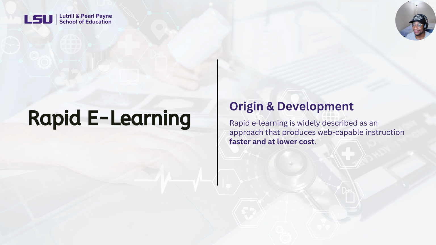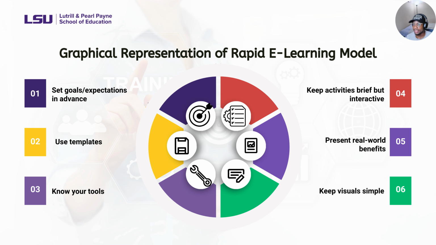The next instructional design model is the rapid e-learning. So rapid e-learning is widely described as an approach that produces web-capable instruction faster and at lower cost. And so of the models explained before, you realize that some of them do have intricate stuff to them, but the rapid e-learning is just, I want to do this faster at a lower cost. And this is highly subjective.